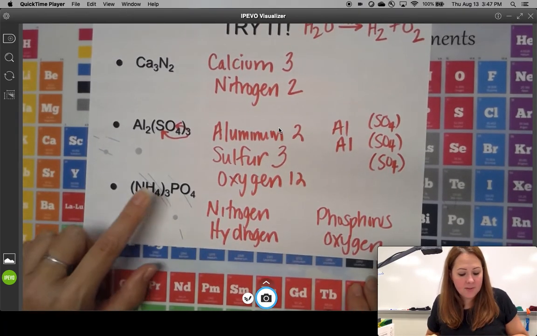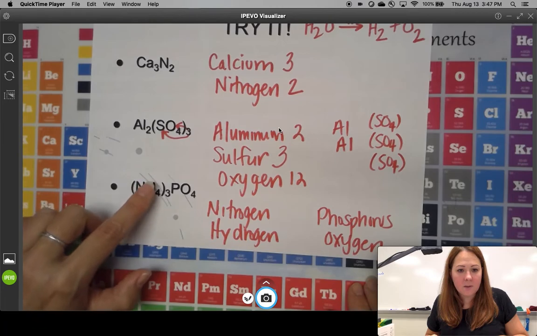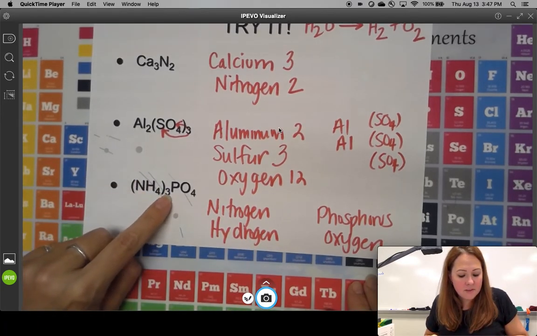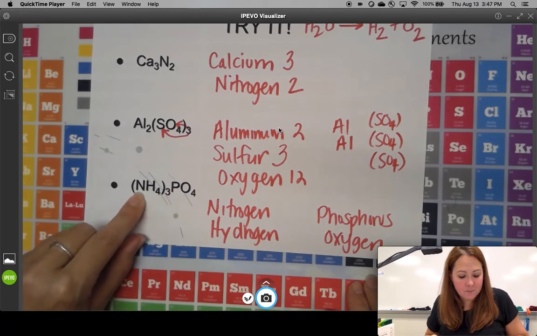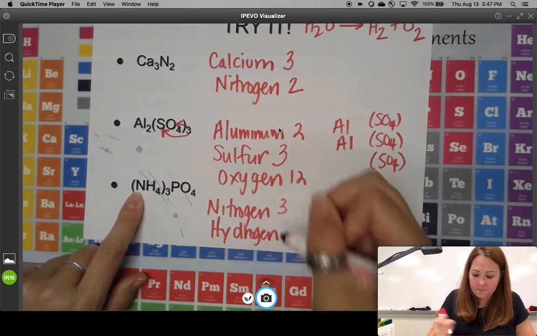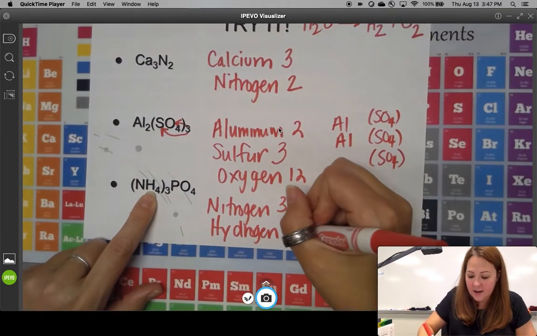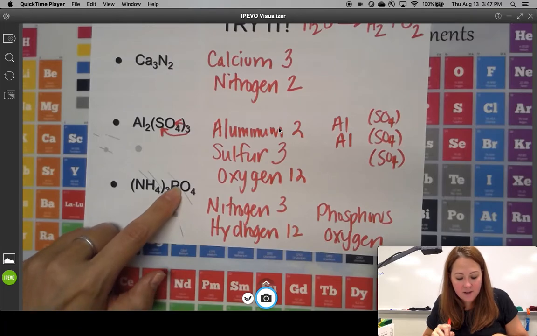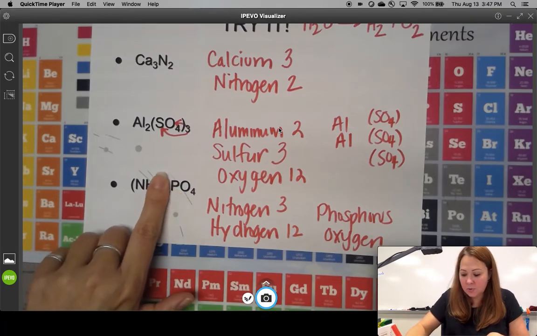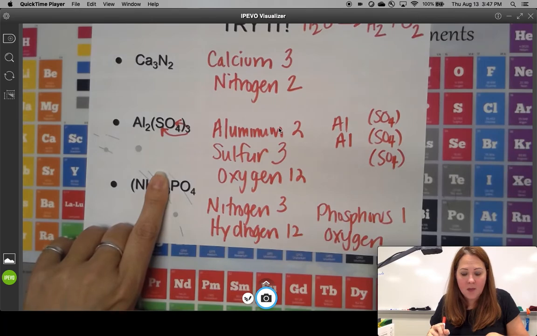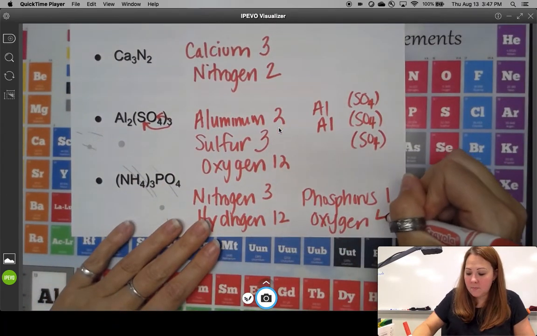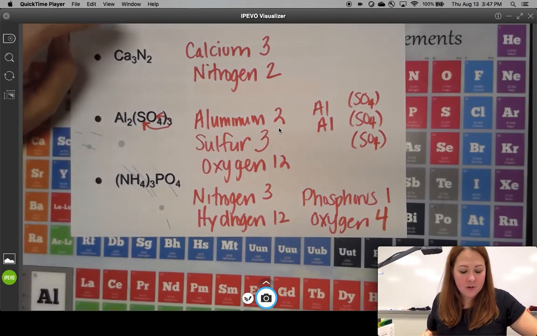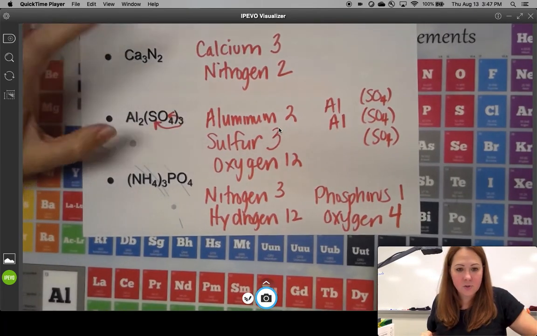Same thing here, I have parentheses with this little group, which is called a polyatomic ion. This one is called ammonium altogether. But that 3 distributes to the nitrogen, so I have 3 nitrogen. I have 12 hydrogen. And then the phosphorus, there's nothing written after it. It has nothing to do with the parentheses, so there's 1 phosphorus. And I have 4 oxygen. So when we're looking at these, just look at the number after it. If there's parentheses there, it's the distributive property.